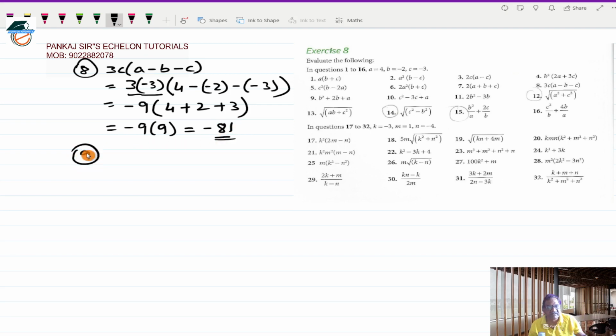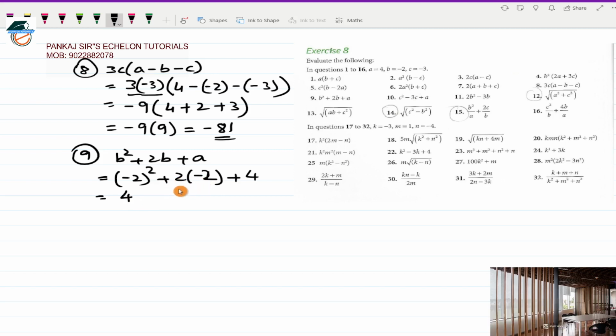Ninth one is b square plus 2b plus a. So let us put in the values. Now b is negative 2, so I'll write it inside a bracket: (minus 2) square plus 2 times (minus 2), plus a, which is 4. Now minus 2 square will be 4, because minus square will be plus and 2 square will be 4. So plus 4.